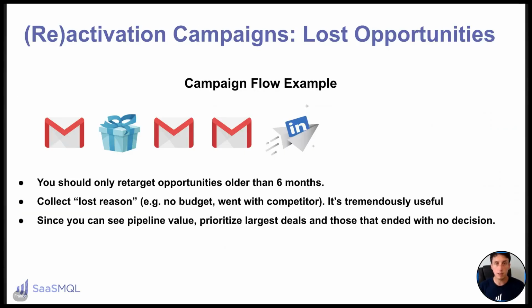The other example is the lost opportunities. So this is a reactivation campaign. These were already active leads, active accounts, and they were lost. Ideally, you want to target opportunities that were lost more than 6 months ago. So you don't have a rep that lost an opportunity last month and you go and retarget now. That's probably not only a waste of time, but also you might irritate the contact and the champion there.